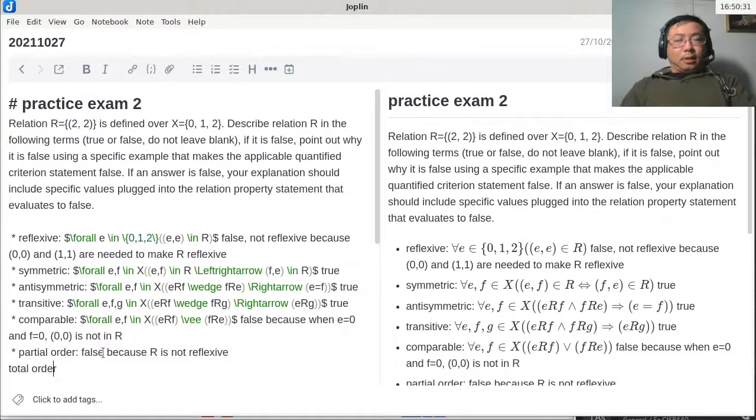Totally ordered is even easier to answer. Okay, because in order for something to be totally ordered, it has to be partially ordered. So this one is false because R is not even partially ordered.